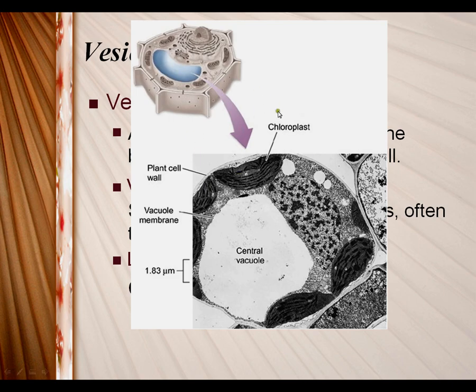In this one, you can see a couple of other vesicles. We don't know what's inside them, so perhaps they're lysosomes, maybe not. But here are some other vesicles, and here's the central vacuole.